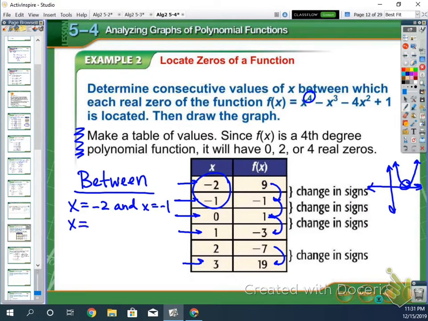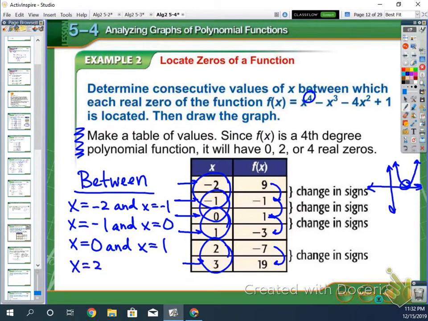And then the next change in signs took place between x equals -1 and x equals 0, so you do have a little bit of overlap there, just so you don't get confused. Then the next change in signs was right there, between x equals 0 and x equals 1, right? And then finally between x equals 2 and x equals 3. So I have 4 lines there which corresponds to the 4 different times we saw a change in signs over there.